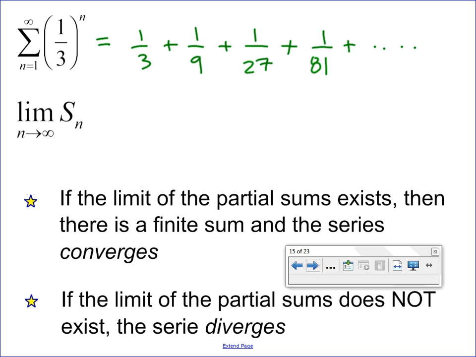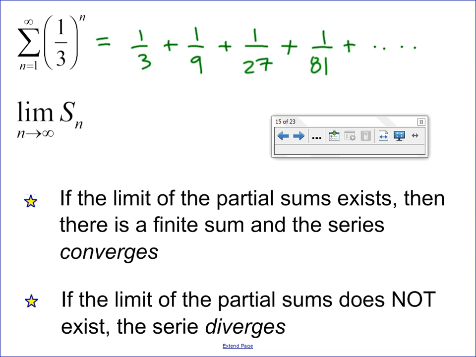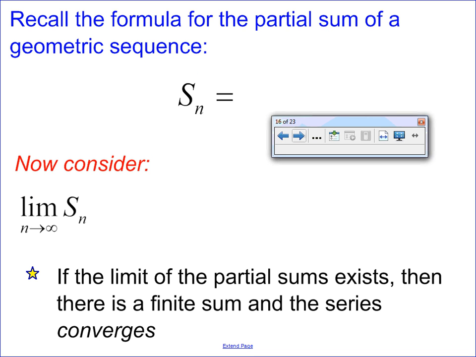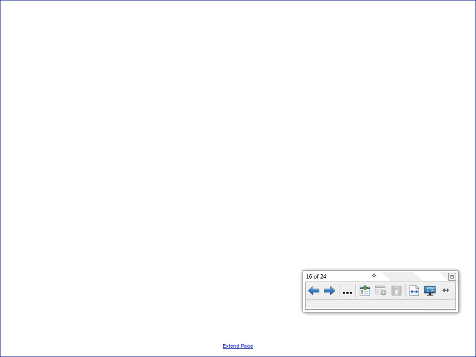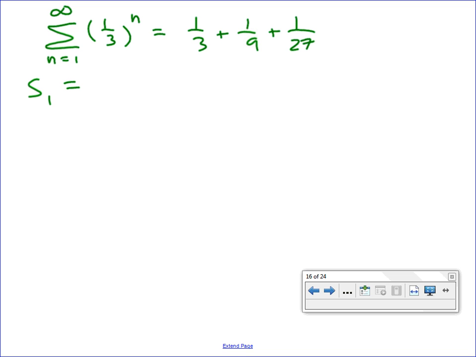All right, so let's consider the limit of partial sums. My limit as n goes to infinity of partial sums, could we write a formula for the partial sum? I want one more page, guys. So what were our terms? Our terms were the sum from 1 to infinity of 1/3 to the n. And so far we had 1/3 plus 1/9 plus 1/27 plus 1/81 plus dot dot dot. So our first partial sum would just be 1/3. Our second partial sum, call it S(2), would be 1/3 plus 1/9. That would be 3/9 plus 1/9 is 4/9. Is that right? 4/9.